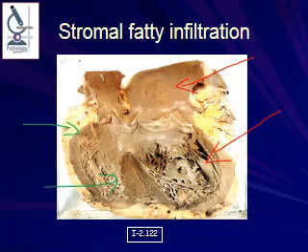This is an example of stromal fatty infiltration in the heart. The heart here is opened at the level of the ventricle and showing part of the aorta with the aortic valves in between the aorta and the ventricle. This is the ventricle referred to by a red arrow, and above it is the part of the aorta. What we see here in the stromal fatty infiltration is that the pericardial fat is increased.